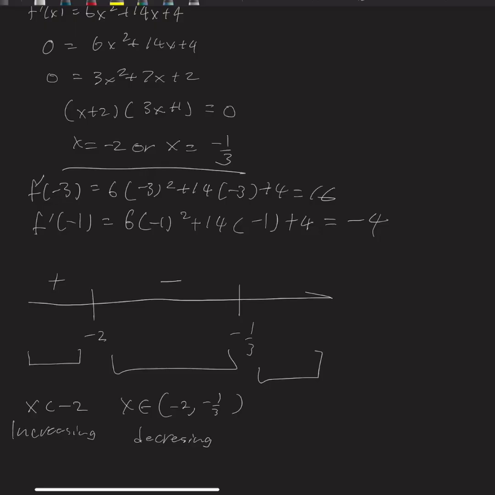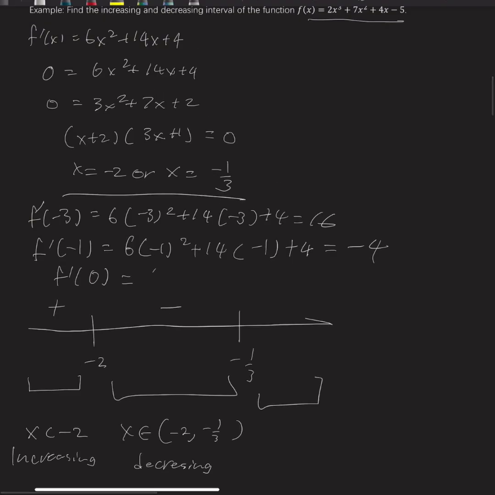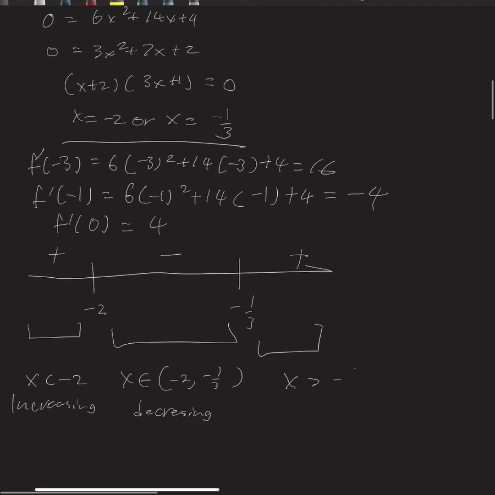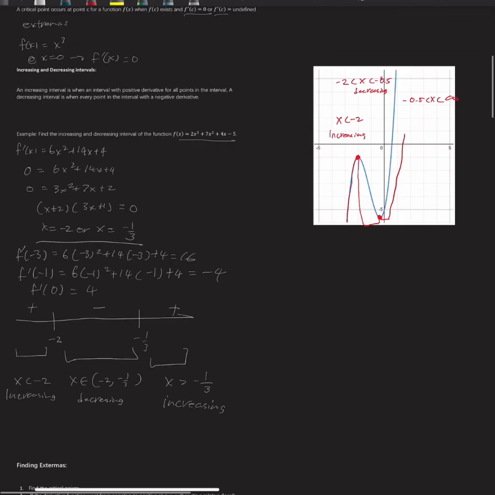And let's look at above -1/3. Let's use 0. 0 is really easy to calculate. f prime of 0 is just 4. So this is positive, which means that for x greater than -1/3, it's increasing. And we have now successfully used calculus to determine the intervals of increasing and decreasing, which is more accurate than just guessing using the graph.